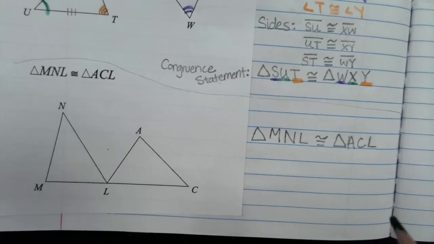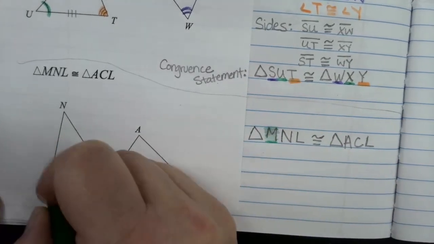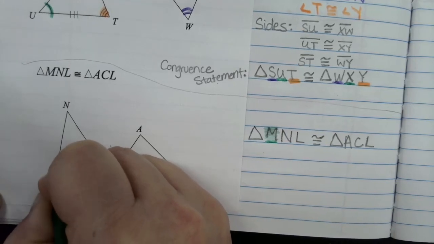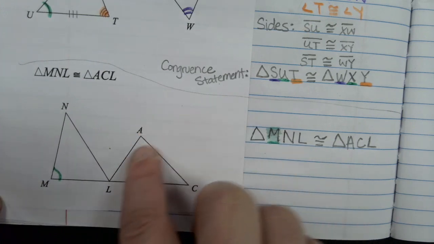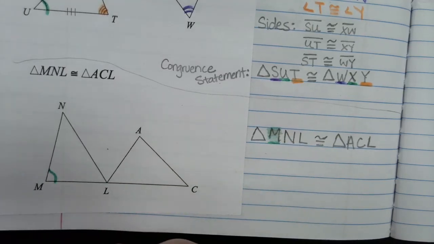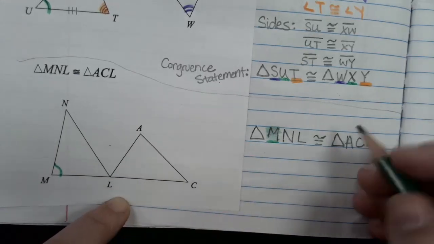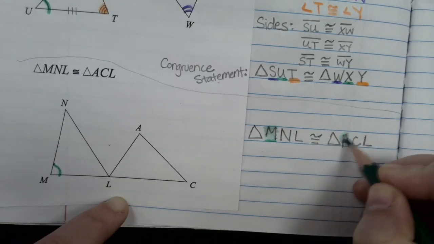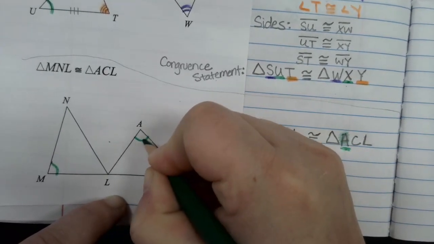To mark them up, we're going to start by matching their parts. So if I start with M, I'm going to look at angle M here. I'm going to give that guy one little arc. And I need to match him with the angle over here that it goes with. Sometimes when we look at these pictures, especially when they look like all the same angles, we really have to depend on this congruent statement. So M matches with which part over here? A, because they're the first letters. So A will also get that one arc.